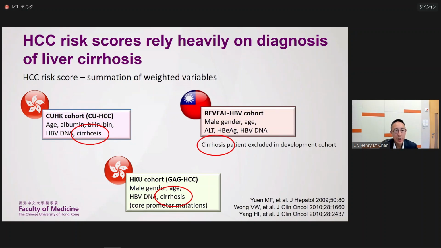In the CU-HCC score and the GAG-HCC score, cirrhosis is in the equation. But when we work on the REACH-B cohort, we think that cirrhosis patients are already at high risk, and we may not need a score for them. So we deliberately excluded liver cirrhosis from the cohort and developed a score for non-cirrhotic patients. But mind you, all these scores were developed in patients who did not receive antiviral therapy.